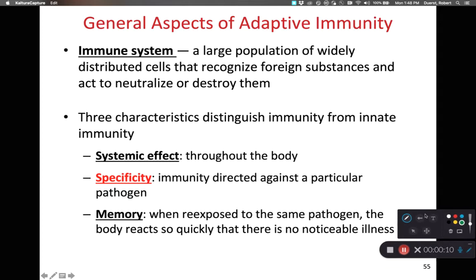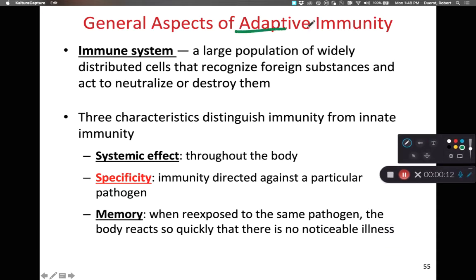Hey class, in this recording we're going to focus on the adaptive immune response, and I'm just giving an overview of it. So just to review, refresh, the immune system has lots of widely distributed cells in our bodies that regulate and recognize foreign substances. If it's something that's okay to be there, generally we'll leave them alone. But if it's something that doesn't belong in our body or that our immune system recognizes as not belonging in our bodies, then our immune system will try to neutralize or destroy that substance.